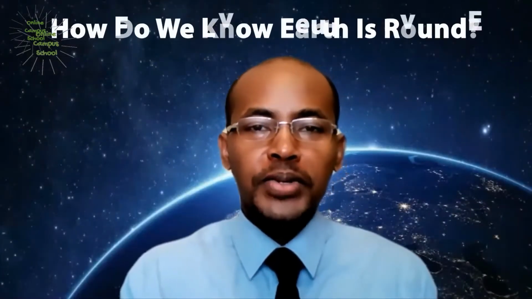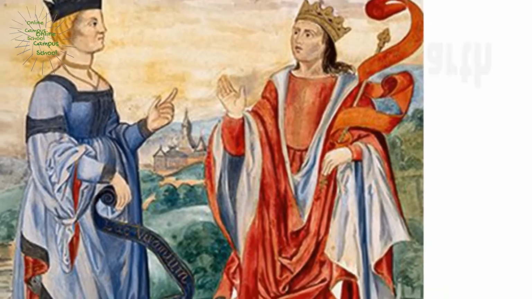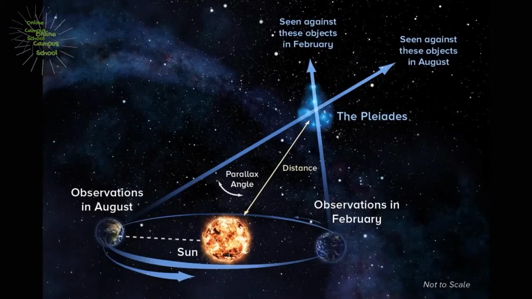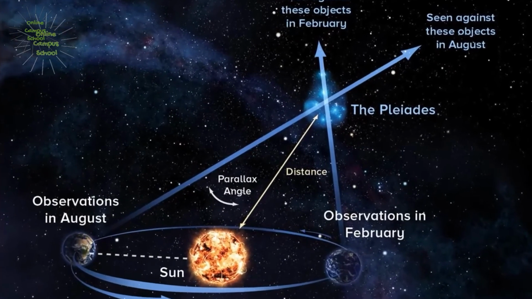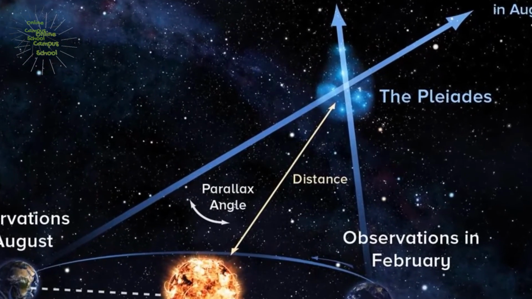Now, how do we know that our planet Earth is round? Humans have known that Earth is round for more than 2,000 years. The ancient Greeks measured shadows during summer solstice and also calculated Earth's circumference. They used positions of stars and constellations to estimate distances on Earth. They could even see the planet's round shadow on the moon during a lunar eclipse. We can still see this in our time.